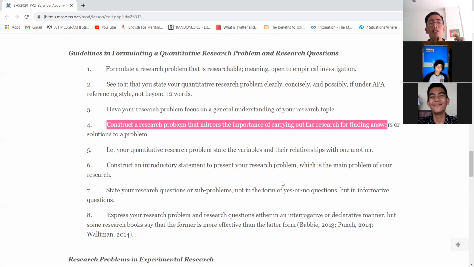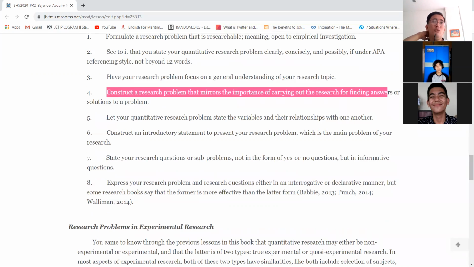Okay? So your research should actually help to solve a problem. For example, the research I mentioned, the reasons for absences of students in online classes. So because of it, at the end of your research, you can contribute, you can help give a solution to the problem of students being absent.